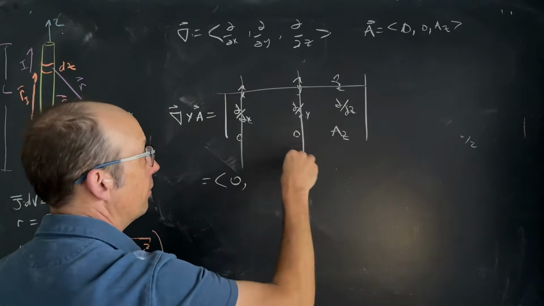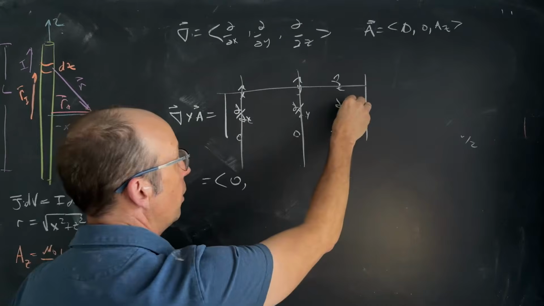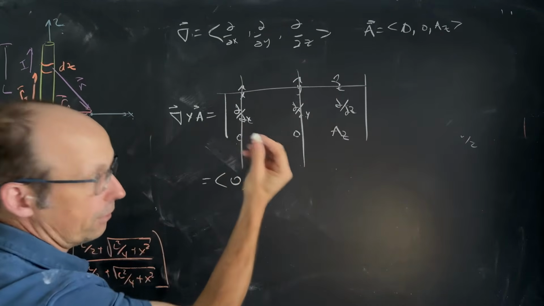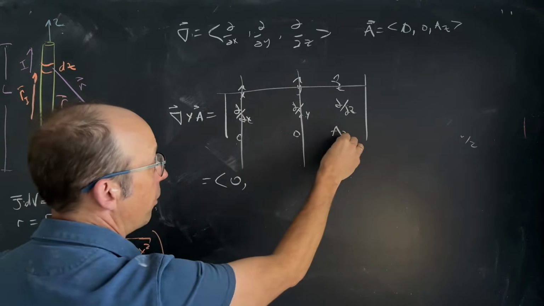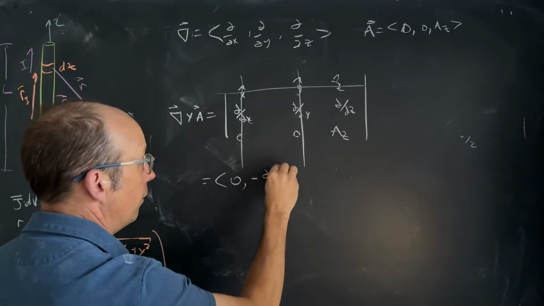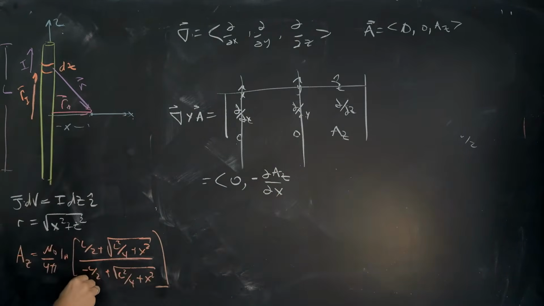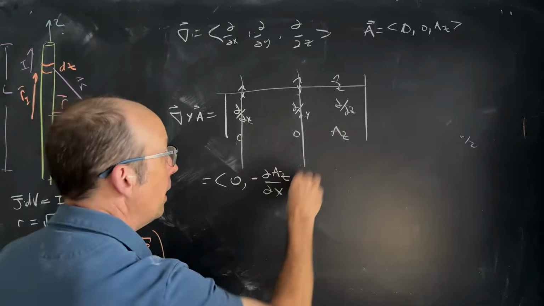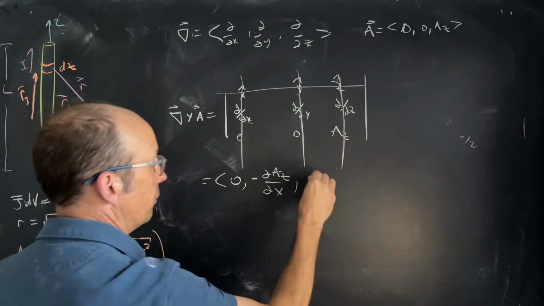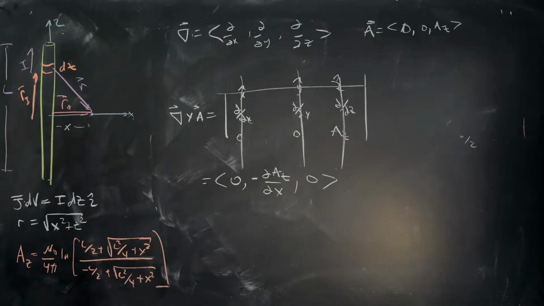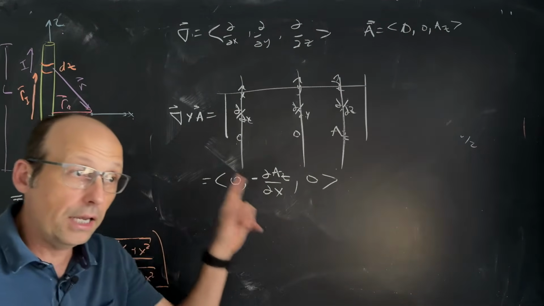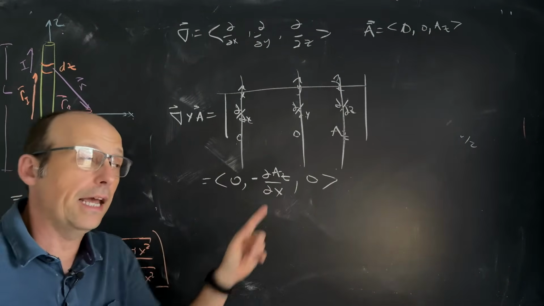Now I'll expand about this. Now in this case, we go backwards, right? So I go the partial of 0 with respect to z, 0. And here I get the negative the partial of AZ with respect to x. So I'm going to have to do that partial derivative. And then I expand about this, and I get 0, 0. So this says that the magnetic field in this case is going to be in the negative y direction.